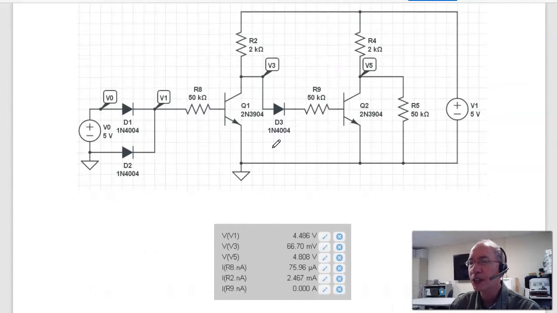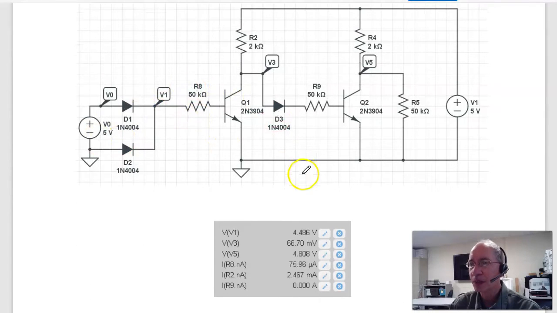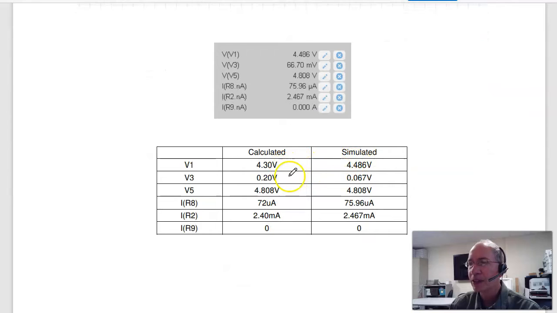If I simulate in Circuit Lab, I get almost the same answers. Again, the saturation voltage of 0.2 is ballpark, close to 0 but not quite 0. Circuit Lab says it's actually 0.06 volts saturated.